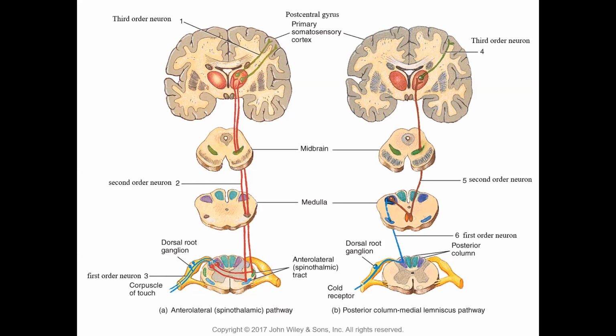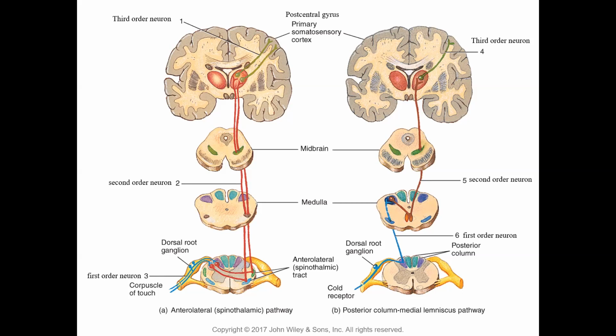Where are the axon terminals located? Sorry, the axon terminals will be located in the spinal cord. The dendrites are located in the sensory organ. And then where are the cell bodies of the second order neuron located? The cell bodies will be located in the spinal cord. Where are the axon terminals of the second order neuron located? That'll be in the thalamus.